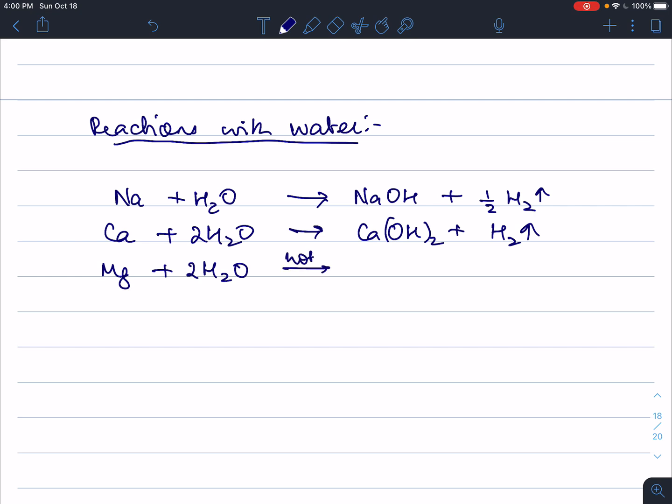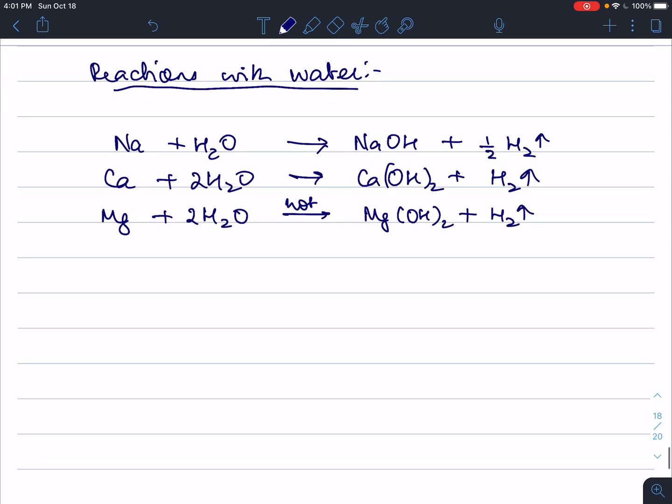It has to be hot water. So magnesium reacts with hot water to form magnesium hydroxide plus hydrogen, but this has to be hot. Then you have metals like aluminium, iron, zinc that can't react with cold or hot water, but they do react with steam. How is that?